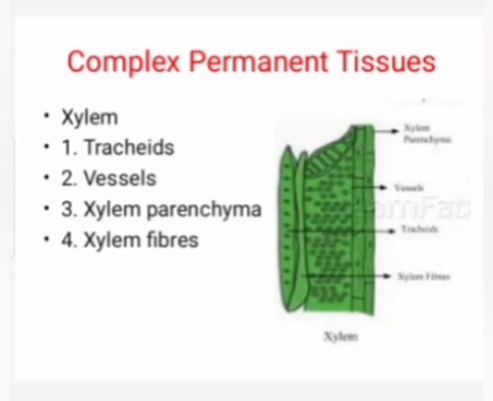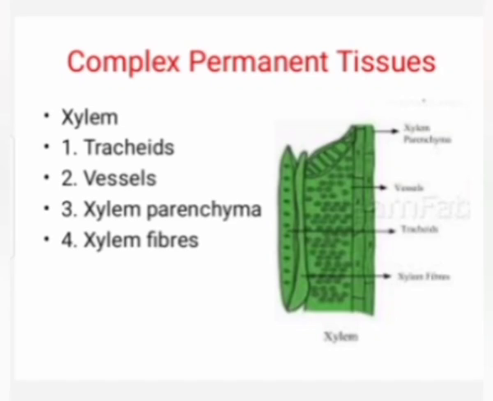There are four types of xylem tissues. They are tracheids, vessels, xylem parenchyma, and xylem fibers. Xylem vessels and tracheids conduct or transport water and minerals. What is the function of xylem vessels? Xylem tracheids conduct water and minerals.